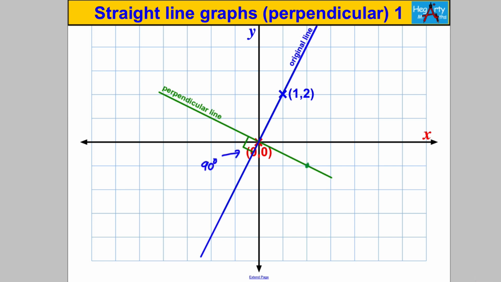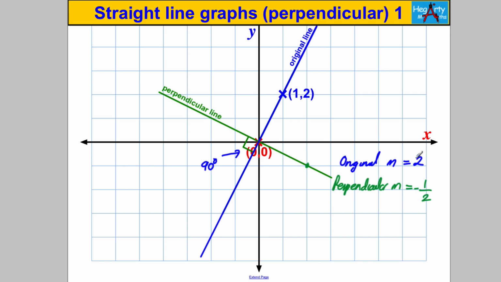Now let's see if we can work out the gradient of the original line. So the original line, what's its gradient? Its gradient, well, as I go to the right one, I go up 2. So its gradient is 2. Now what about the perpendicular line? As I move to the right 2, I go down 1. And its gradient must be negative a half.